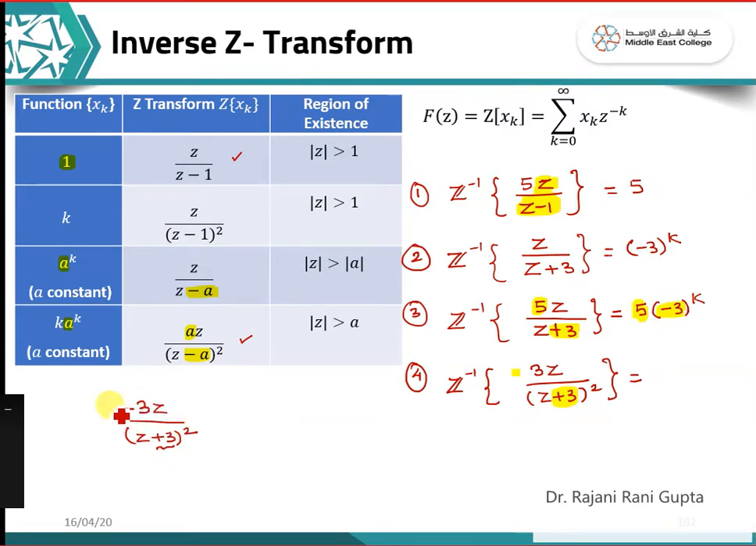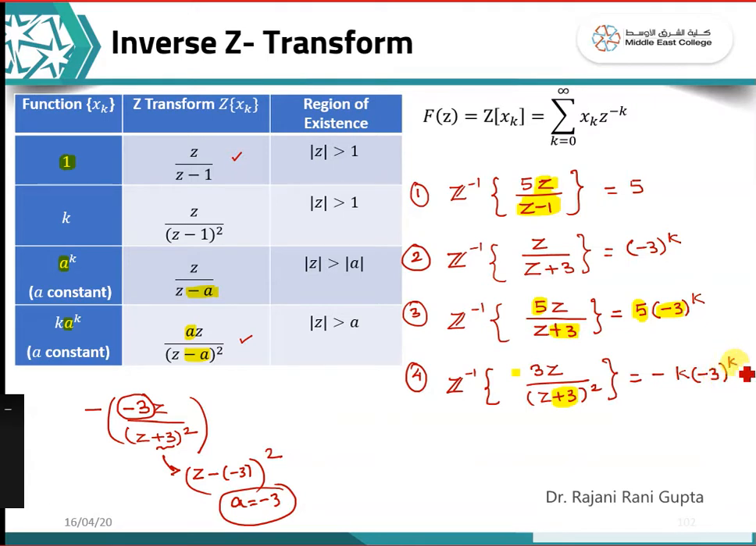So if I simply write the minus, it means I am changing the question. So I have to multiply minus and minus. So this minus sign outside, and in place of a we have this minus 3, because z plus 3 we can write z minus of minus 3. So we say that a is minus 3. So this is minus k a to the power k.